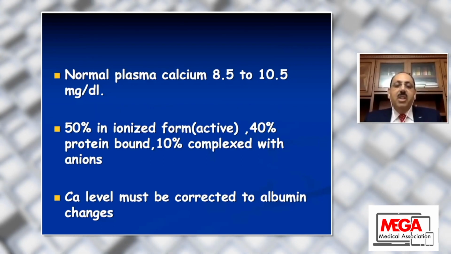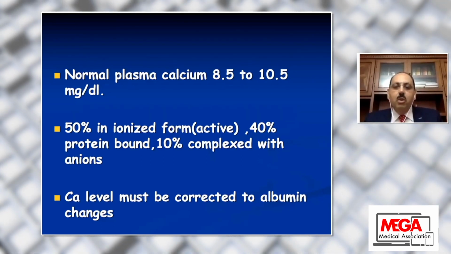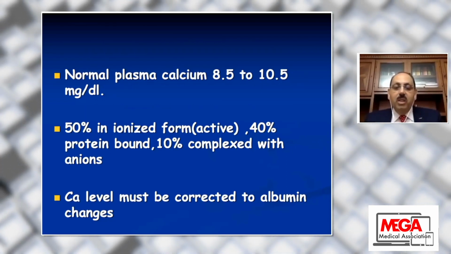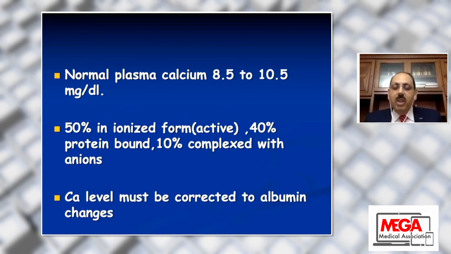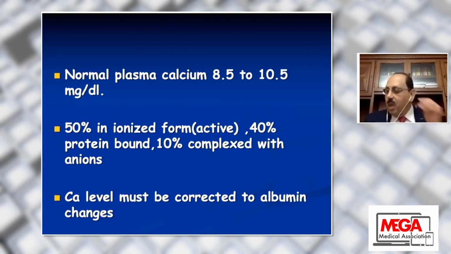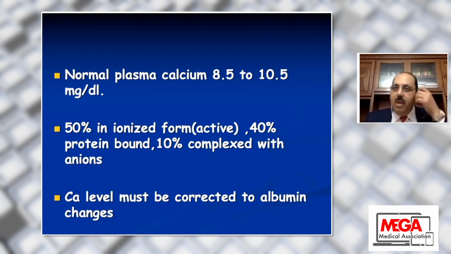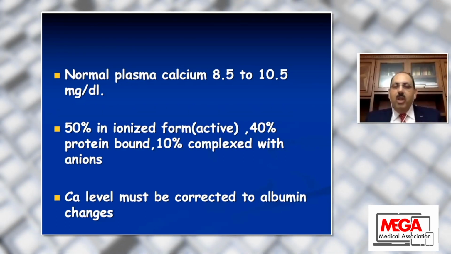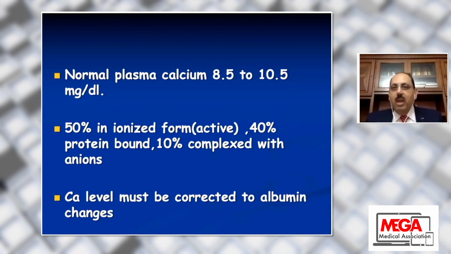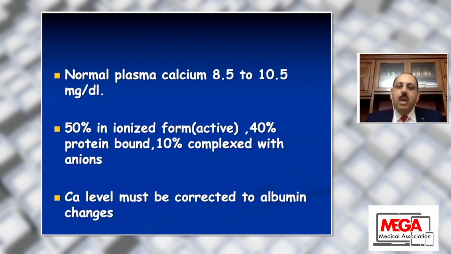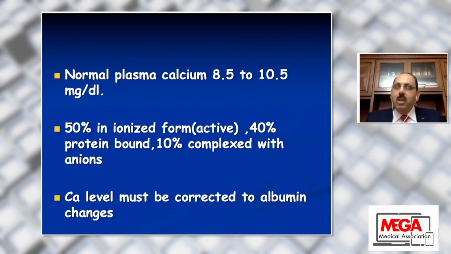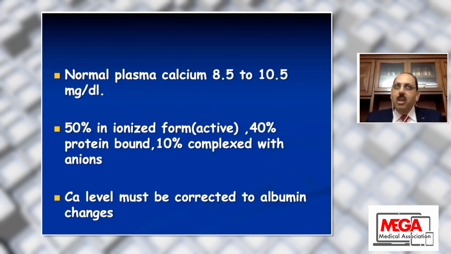50% of this value is in the ionized or active form, and 40% will be protein bound. So calcium level must be corrected to albumin changes. For example, in case of hypoalbuminemia, in cases of malnutrition, liver cirrhosis, or nephrotic syndrome, the protein bound part of the calcium will be reduced, but the ionized calcium remains normal. But in cases of alkalemia, where there is an increase in the pH, the ionized part of the calcium will be lowered, so it should be corrected.